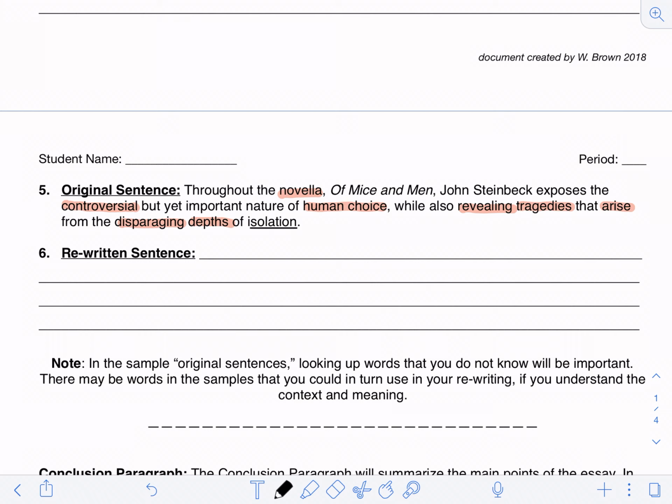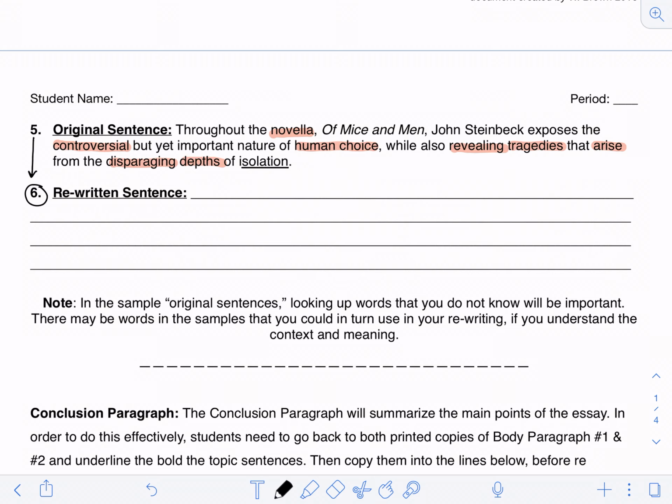In the sample original sentences, looking up words you do not know will be important. There may be words in the sample that you could in turn use in your own rewriting if you understand the context and meaning. So I tried to use dynamic words here, words that had meaning and specificity. We want to make sure that if you're going to use some of these words, you understand them. So make sure you're looking up and defining them as you go through.